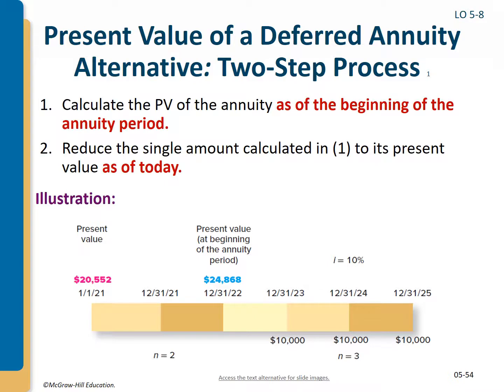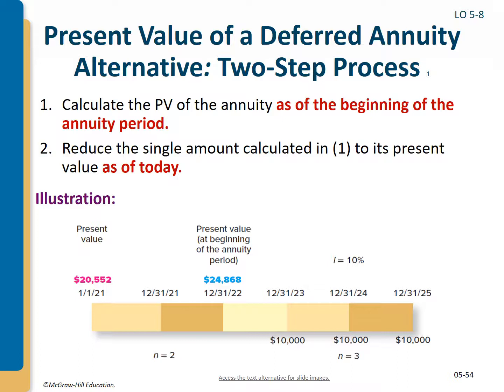So the present value of the annuity as of the beginning of the annuity period. So there it is. So that's our first step. So the beginning of the first annuity period is 1/1 of 23. That's the beginning of year 1.